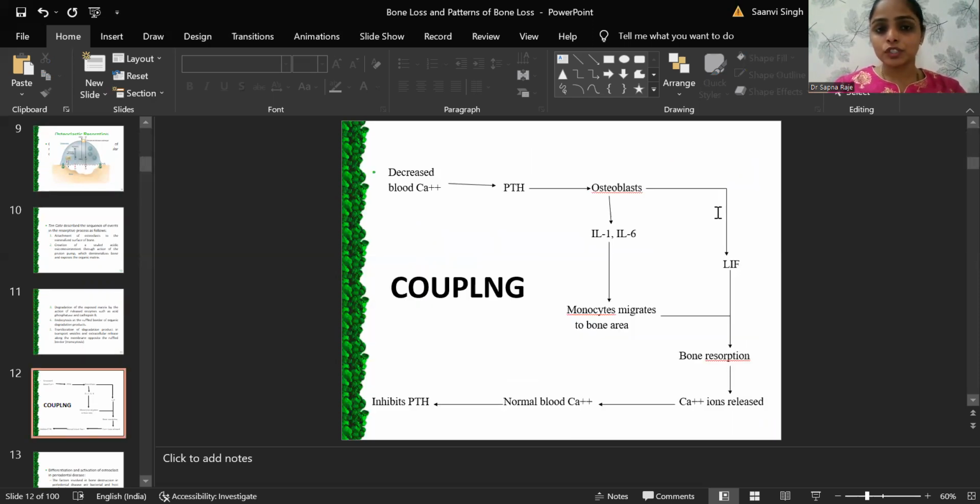The coupling mechanism: when the blood calcium level is decreased, there is release of parathormone, which leads to formation of osteoblasts, and then more formation of the bone, which releases interleukin 1 and interleukin 6 that lead to migration of the monocytes to the bone area, and the bone resorption takes place when calcium ions are released, normalizing blood calcium levels, which inhibits parathyroid hormone levels.